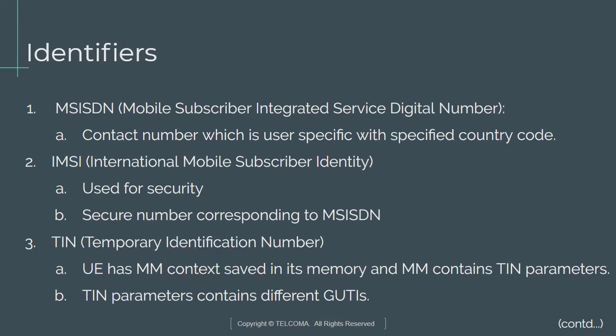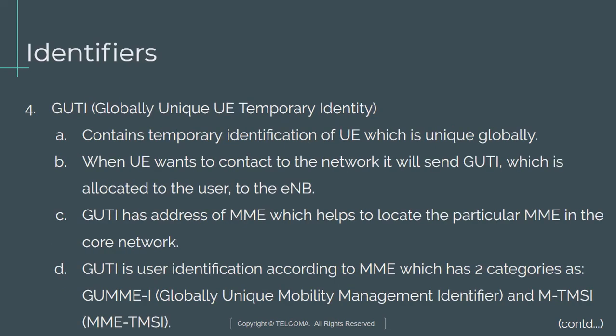Now we are going to first start with MSISDN. It is the contact number which is user specific with a specified country code. IMSI is used for security purposes. This number is secure, and corresponds to the MSISDN. Next is TIN. The UE has context saved in its memory, and contains TIN parameters. The TIN parameter contains different GUTIs. Next is GUTI. It contains the temporary identification of the UE, which is unique globally.